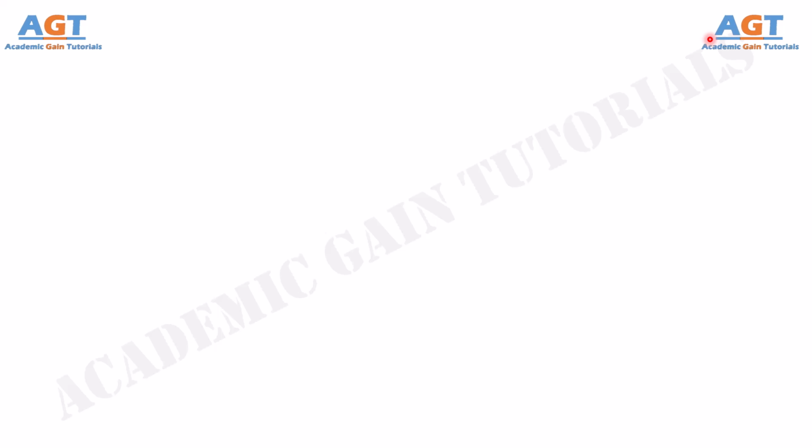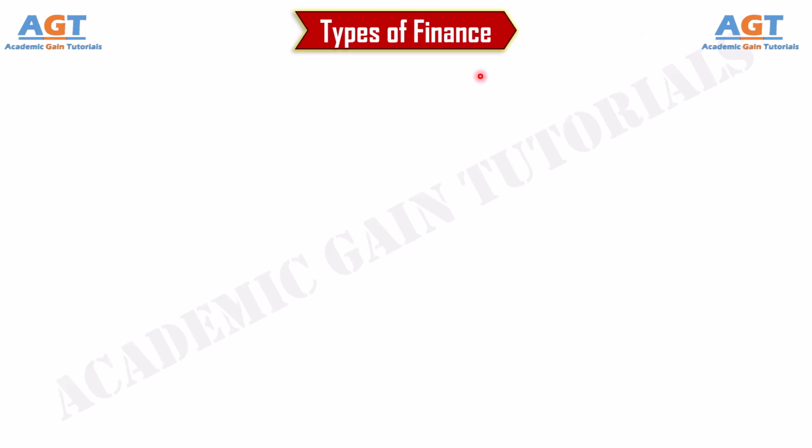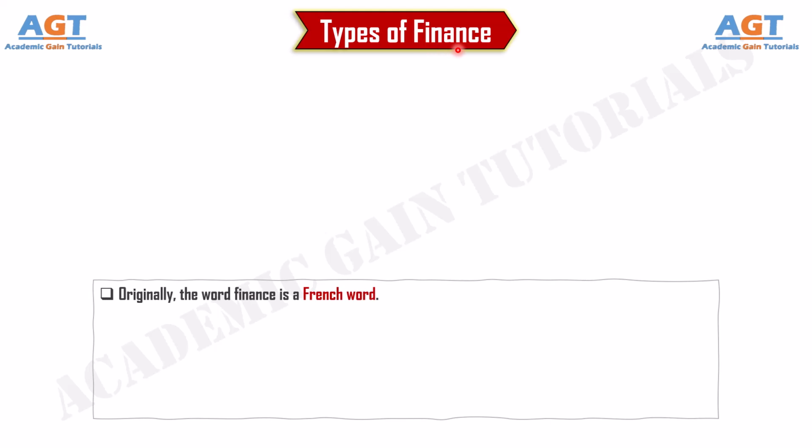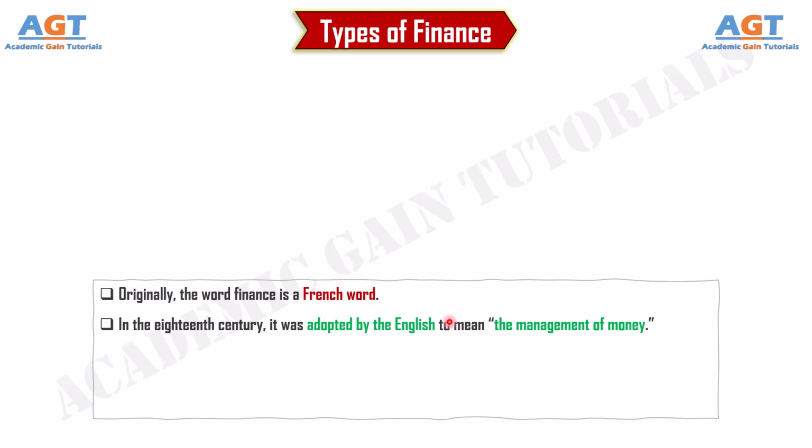In this video, we will dive deep into the types of finance with explanation. Evidence proved that the origin of finance is as old as human life on this earth. Originally, the word finance is a French word. In the 18th century, it was adopted by the English to mean the management of money.